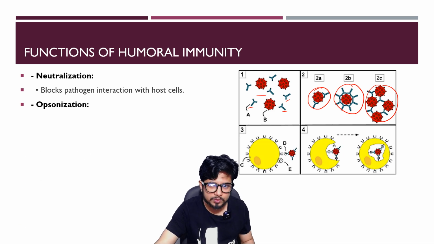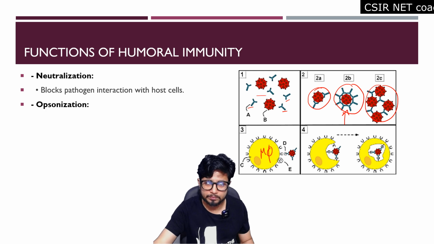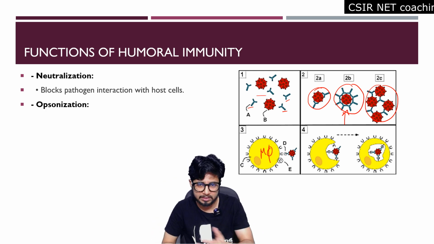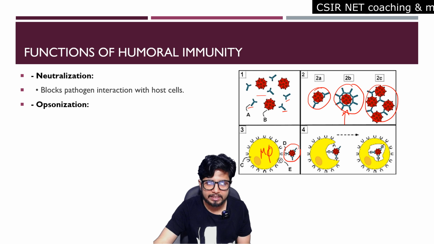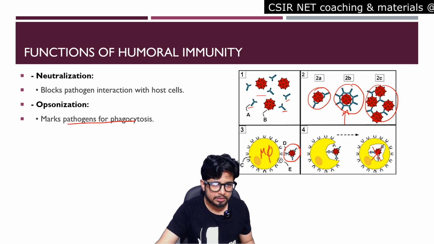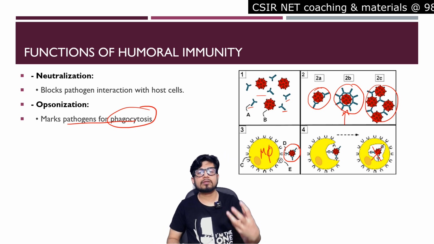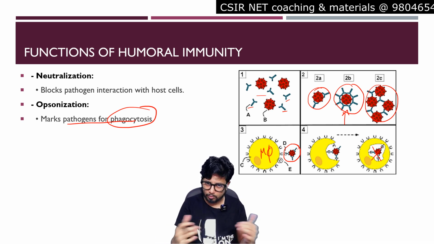Next is opsonization. Opsonization is a process where an antigen or a pathogen is coated by the antibody, and then macrophages or phagocytic cells come in. Let's say this is a macrophage, which is a phagocytic cell. A dendritic cell is also a phagocytic cell. These macrophages or dendritic cells are going to engulf this antibody-coated pathogen easily, and then destroy it inside. That is opsonization, so it marks pathogens for phagocytosis. Phagocytosis becomes much easier for the phagocytic cells if the pathogen is marked and coated with antibodies.